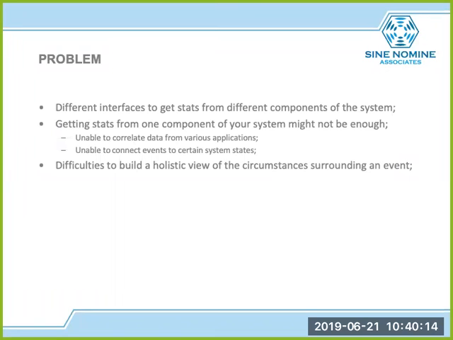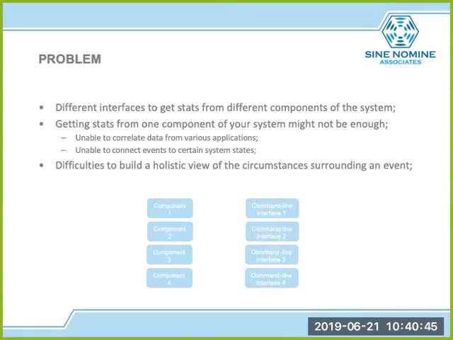But one of the bad things about getting statistics is that usually we have different interfaces to get stats from different components of the system. So sometimes it's not a problem because we only care about one specific component. But sometimes, if we want to understand the reason why this system is behaving like that, we have to have stats from different components so we can somehow correlate them all and find out what's going on. So yeah, here, I don't know if you guys can see that, but we have 4 components here and 4 different command line interfaces.